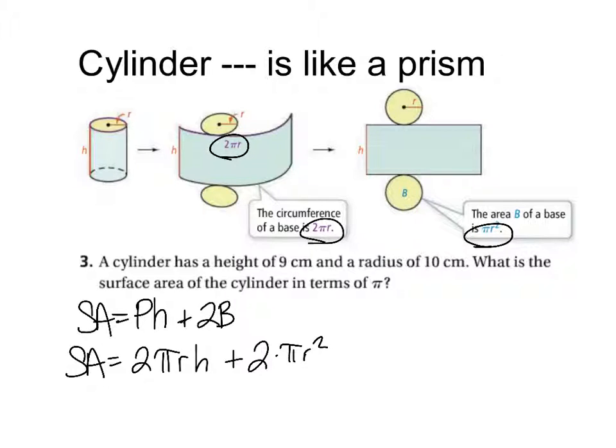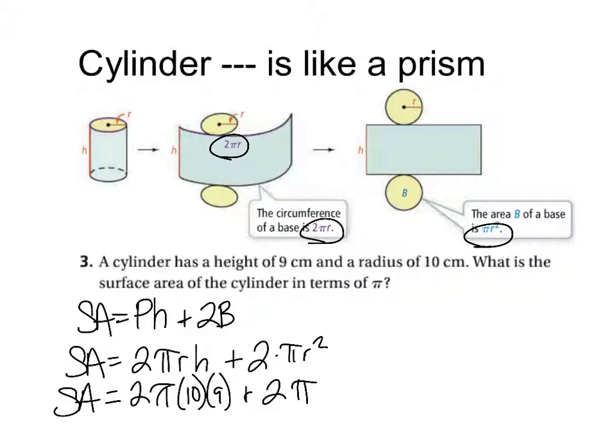I'm going to fill in numbers. I think I've got it here. Surface area equals 2 times pi, and then let's read up here. A cylinder has a height of 9 centimeters, a radius of 10. What is the surface area of the cylinder in terms of pi? So this time we're not going to round. 2 pi, the radius is 10, the height is 9, plus 2 pi. The radius was 10, so I'm going to take 10 squared.